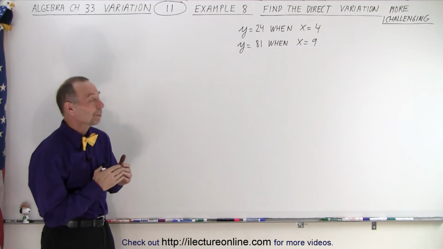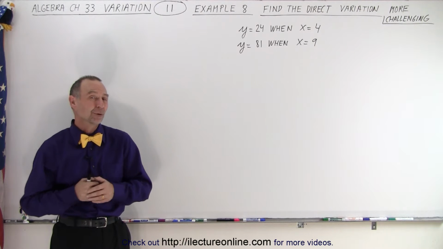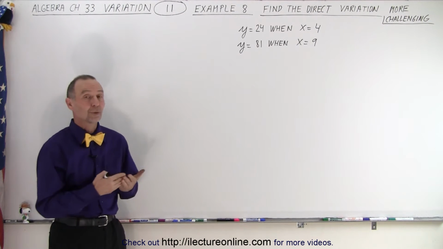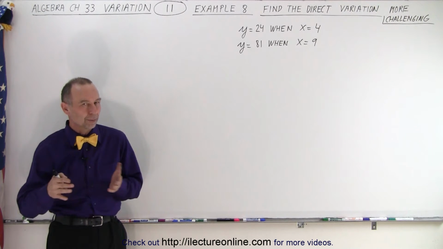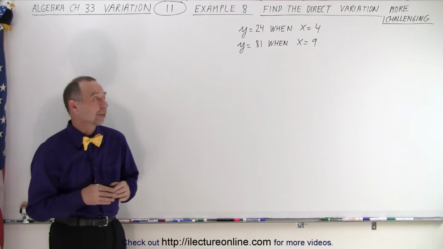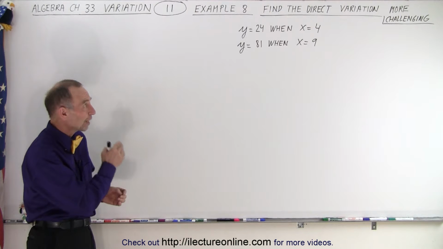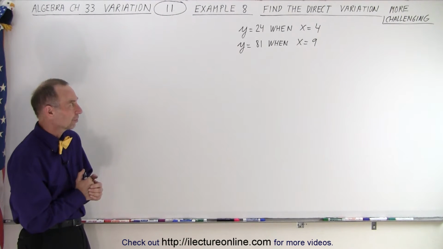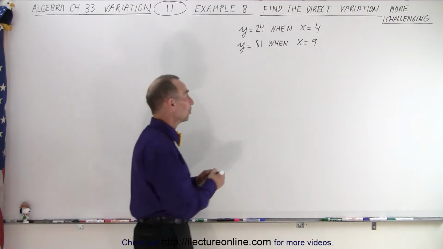So what do we do with a problem like this? Well, we're going to do it the same way we did the previous problems. We're going to start with a simple direct relationship and build up and see if we can find out what the exact direct variational relationship is between the variables y and x. So we're going to start with the simplest one.